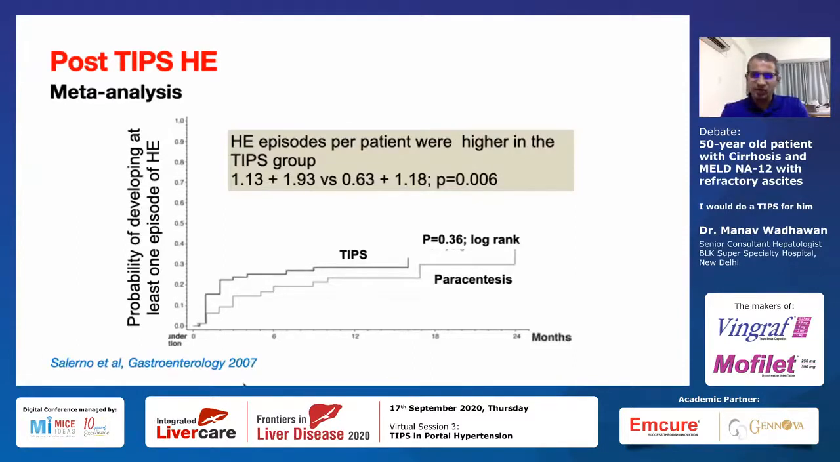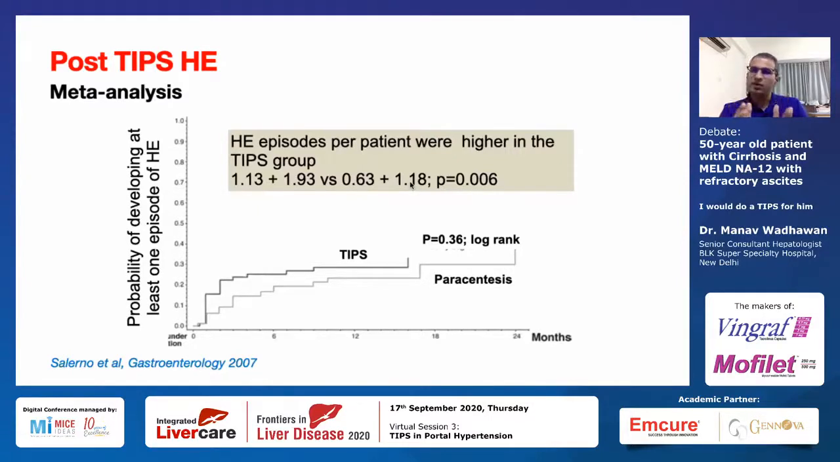The Salerno paper in 2007 told us that the HE episodes are more in patients who undergo TIPS as compared to LVP. Again, let me give you a disclaimer here. They were 12 millimeter stents. They were uncovered stents. They often get blocked. The pressure reduction is much more with a 12 millimeter stent. You want to prevent HE, you give an 8 millimeter, 10 millimeter stent.